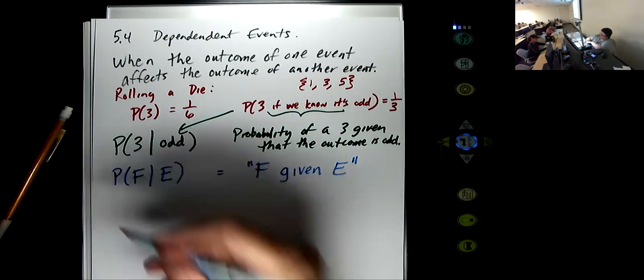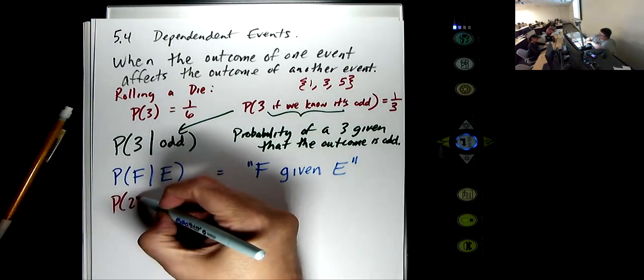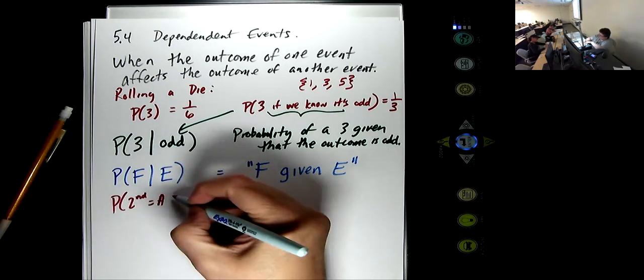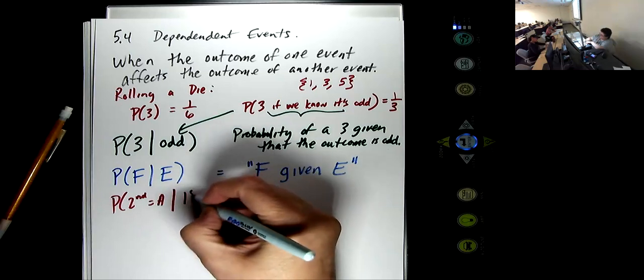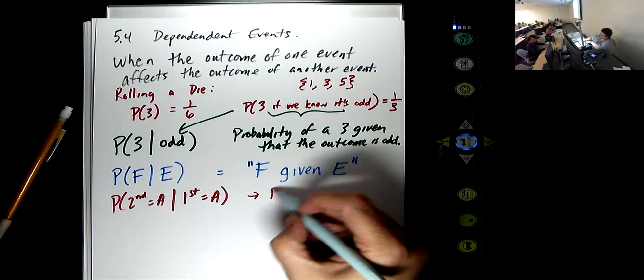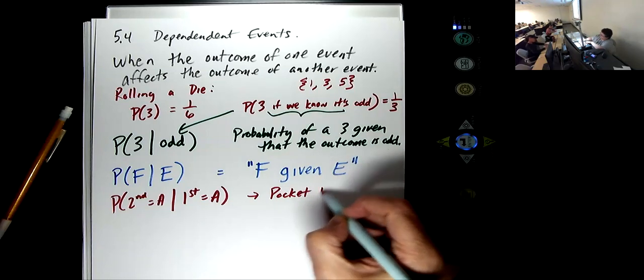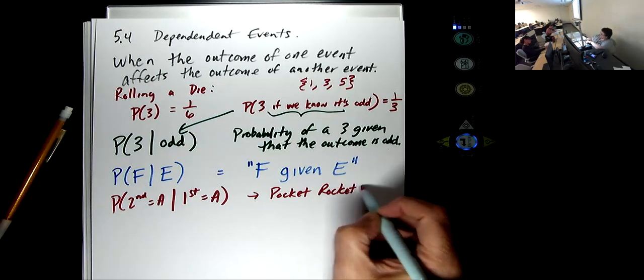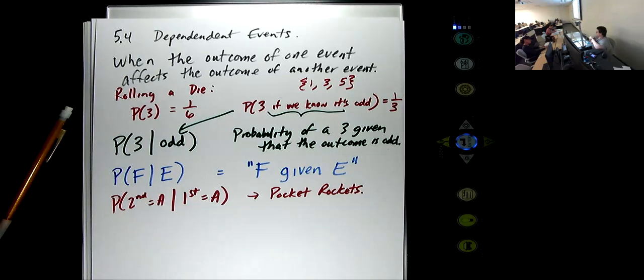The probability that the second card is an ace, given that the first card is an ace. We just did this for Pocket Rockets. The second card can be an ace without the first card being an ace. You wouldn't get a pair, and the probability would be different.